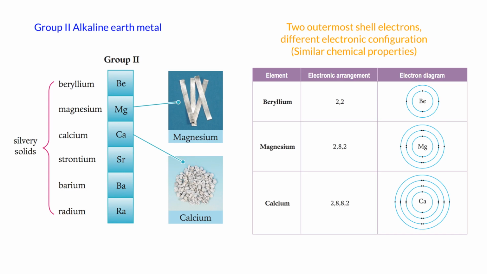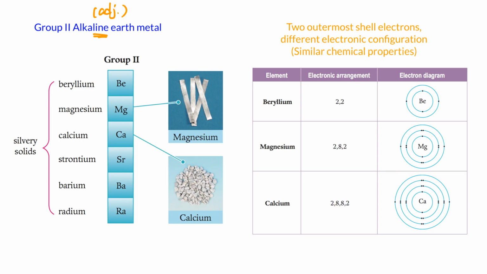Next, we're going to talk about alkaline earth metals, group 2. So this is alkaline earth metal. Pay attention to the spelling. If you spell it wrong, no mark will be given. These metals are mainly found in the earth, but they are not pure metals. They will be in the earth with other elements, forming compounds.